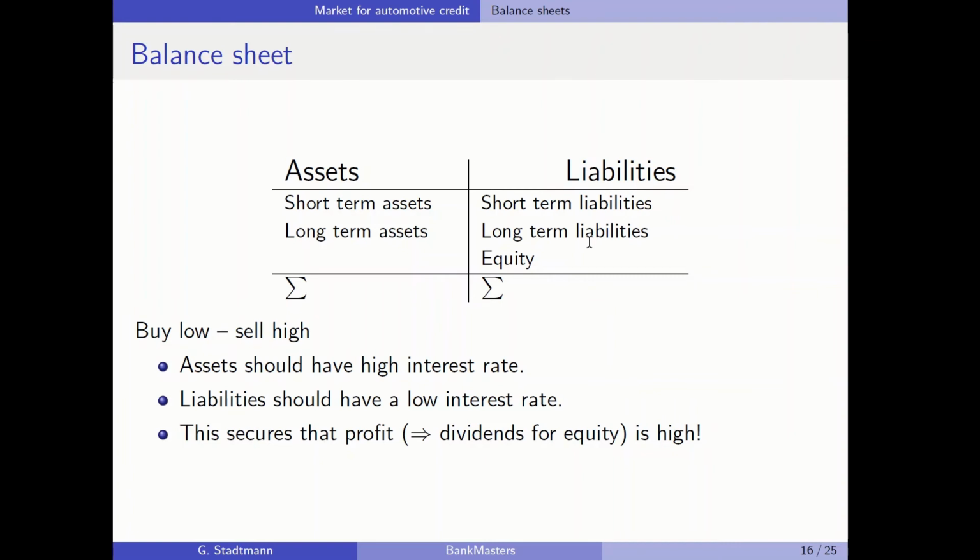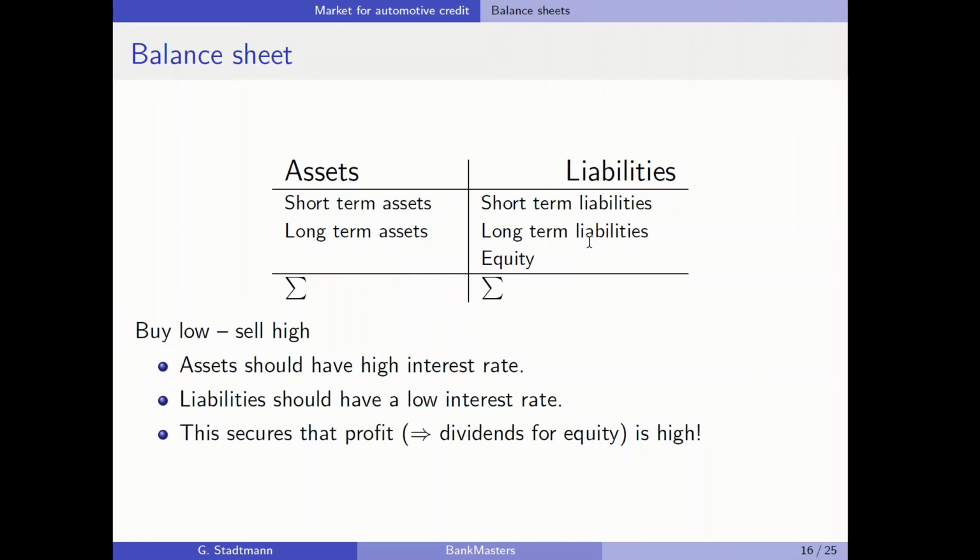money market operations. The overall idea is to buy low, sell high. So the assets should have a high interest rate, while the liabilities should have a low interest rate. Only then is the profit margin large and our bank will make a huge profit.